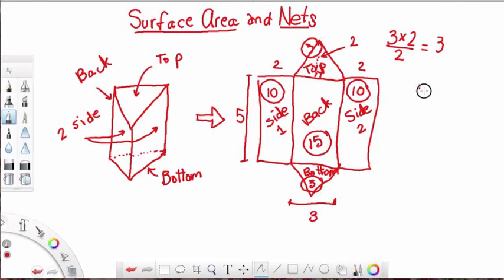Well, we have the two faces that we're calling side 1 and side 2. They're both 10 each. We have the back face, which is 15. And then we have the two triangles, which form the bottom and the top, and they're both 3 units squared as well. So we got 10 plus 10 is 20, plus 15 is now 35, and then 35 plus 3 is 38, plus another 3 is going to be 41 units squared. And there you have it.